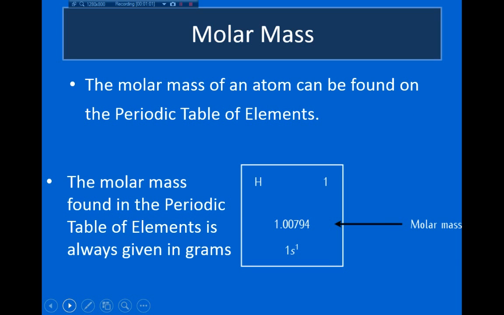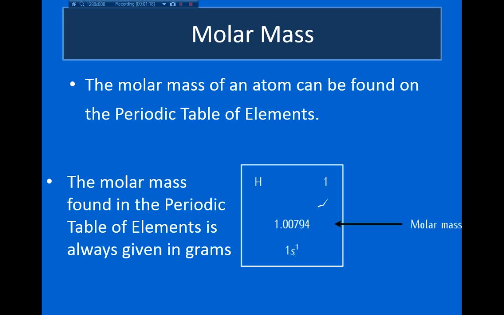Now, the molar masses can be found on a periodic table of elements. So I have shown here one little square that would appear in a periodic table. So you'll see that the element's symbol usually appears either in a big letter here in the center or off in the corner, and then the mass is usually here in the center.